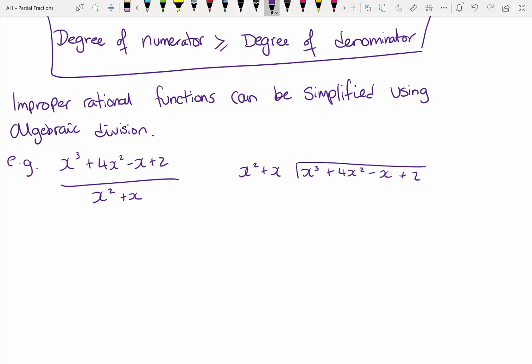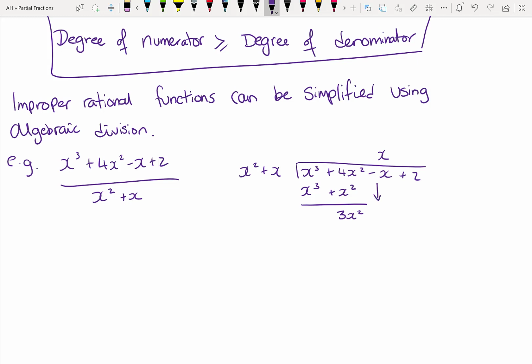So the highest thing to be divided here is the x cubed. How do I make x squared look like x cubed? Well, I'll multiply it by x. And so I'm going to multiply this whole thing here by x. And so I'm going to get x cubed plus x squared. And I'm going to subtract that. So I've got x cubed minus x cubed is 0. 4x squared minus x squared leaves me with 3x squared.